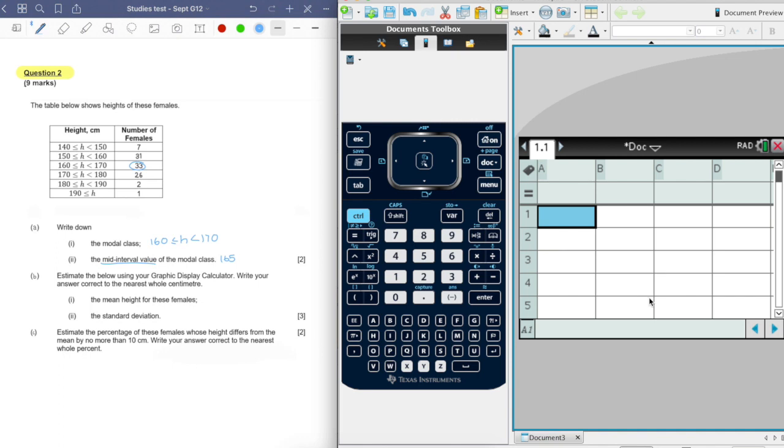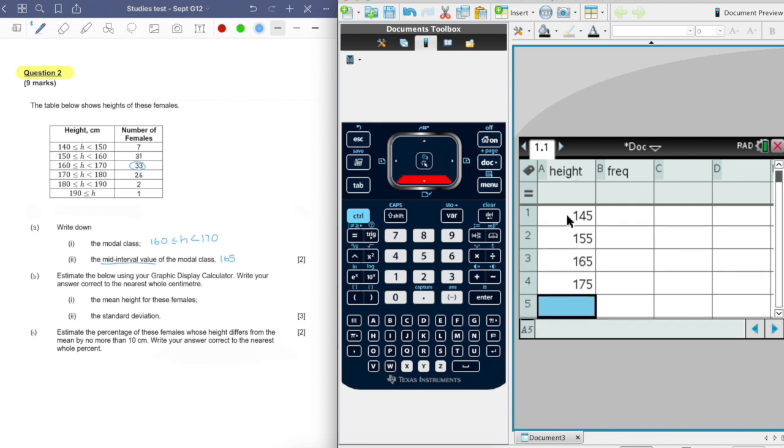So for part B, we're going to estimate the mean and the standard deviation using our GDC. So this is where we open up our spreadsheet, and we've got first of all our height, and then we've got our data, which is x, or frequency. Now we can't type in a class interval, so we're going to have to estimate it with our midpoint. So we've got 145, 155, 165, 175, 185, and then the last one is bigger than or equal to h, so we can estimate here that it's 200.